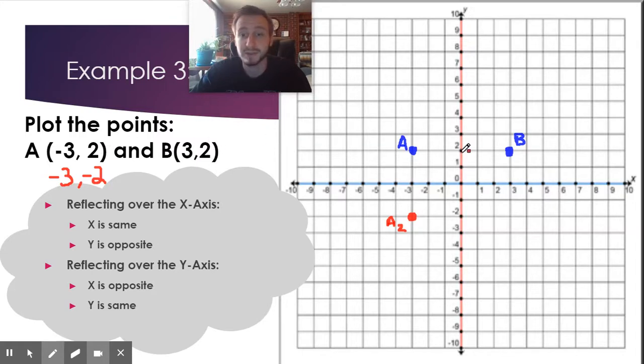They're both positive 2. So that's why A and B are reflections. They're just a reflection over the y-axis. It's as if I folded them in half this way. Okay? So we'll work with that a little bit more next week. I just wanted to give you a little sneak peek.